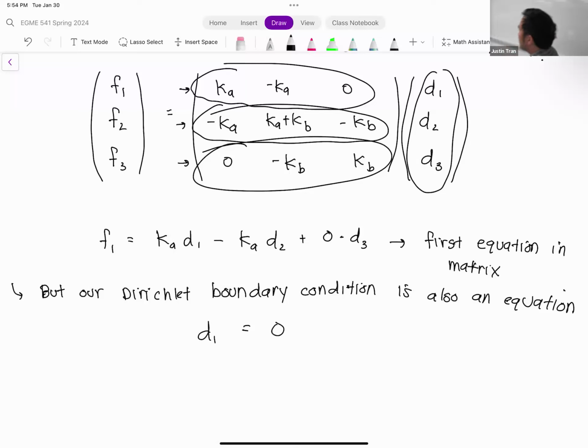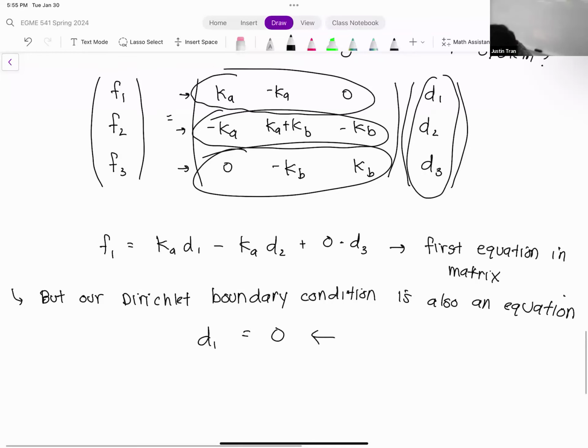Our Dirichlet boundary condition is telling us that D1 is equal to 0. So how do we make this work out, right? It feels like we should make room in the matrix for this equation. But this equation seems hard because it only has one variable, right? So how do we incorporate this into our equation, or into our matrix?